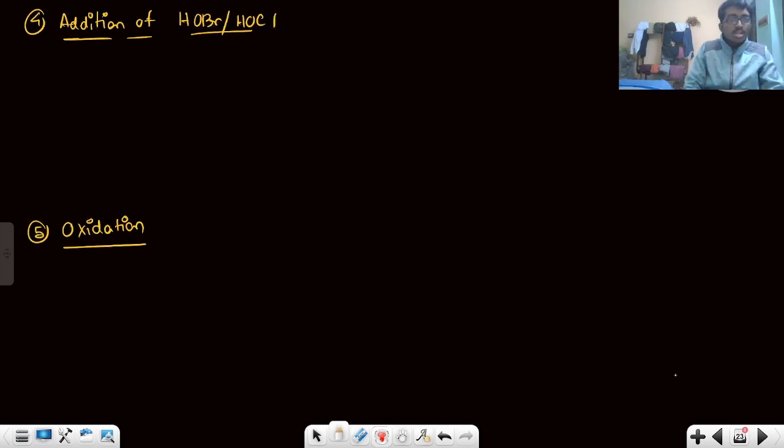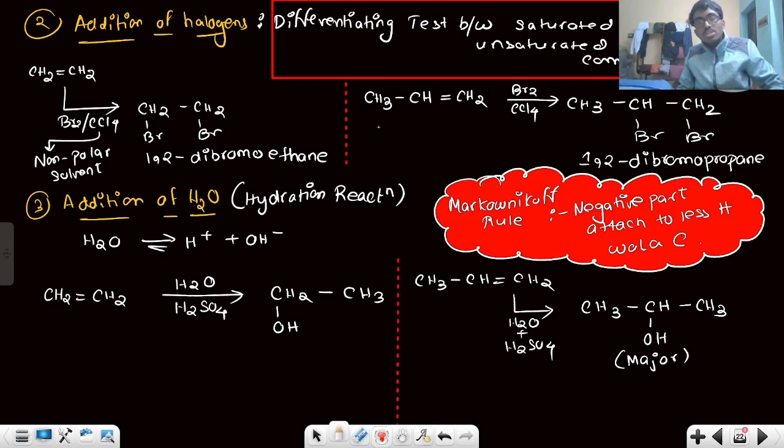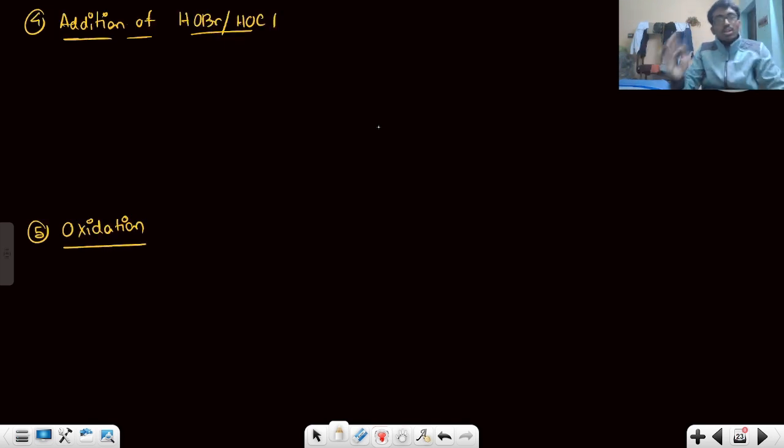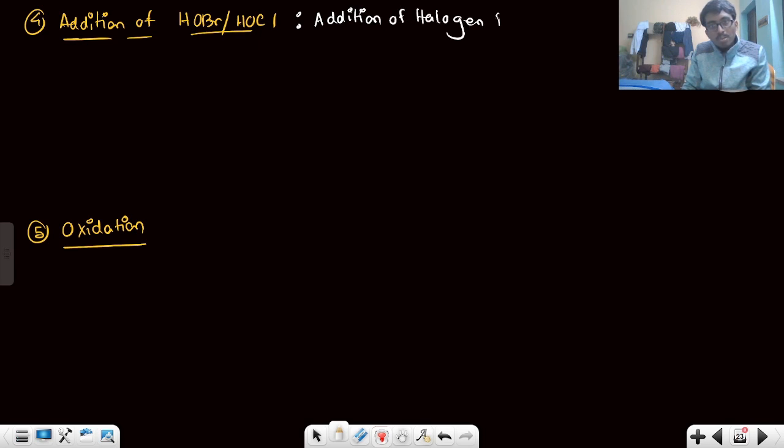What we have next is addition of HOBr, HOCl. This is also the same thing I will say. Differentiating test between saturated and unsaturated compound. Clear? But that is not mentioned because generally for that we use Br2 CCl4, non-polar solvent. Okay. So this is addition of halogen. I am writing addition of halogen in polar solvent. This is addition of halogen only in polar solvent.